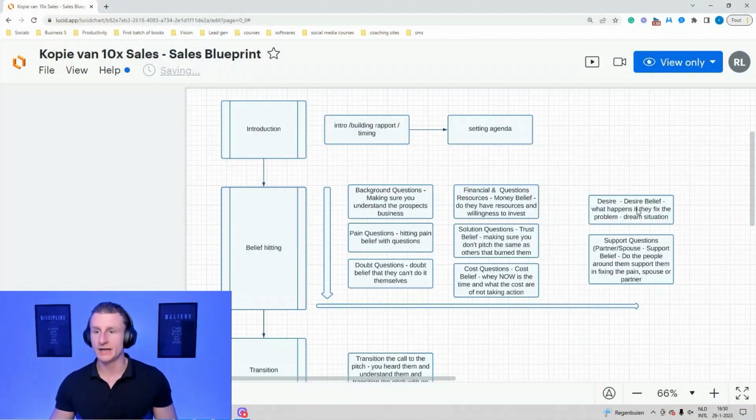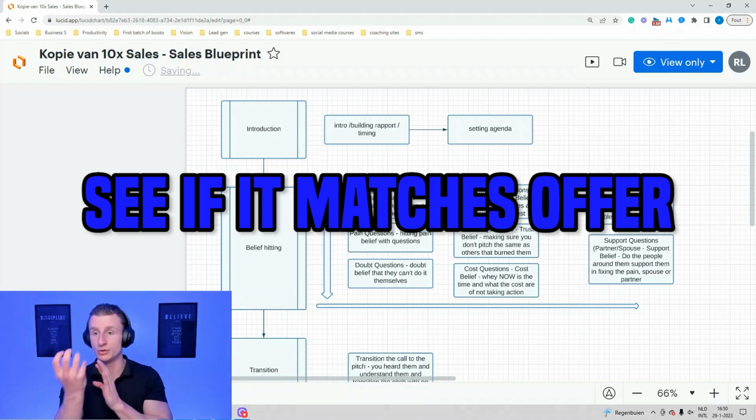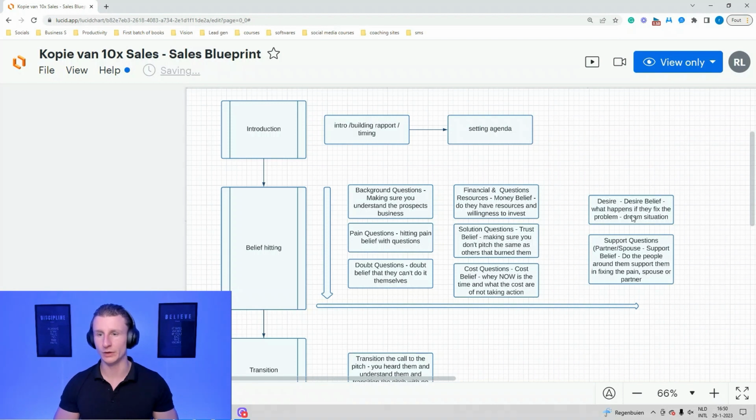Then we have the desire. The desire belief is actually what happens if they fix the problem. So this is like the dream situation. And this is also to just make sure that you know where they want to go to see if it matches with what you can offer, but also to eventually get some emotions up as well and see where they just want to go.